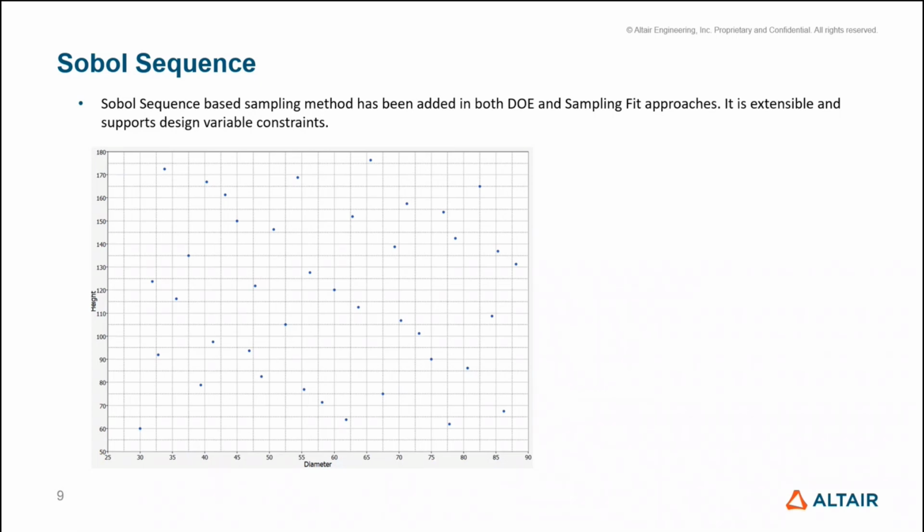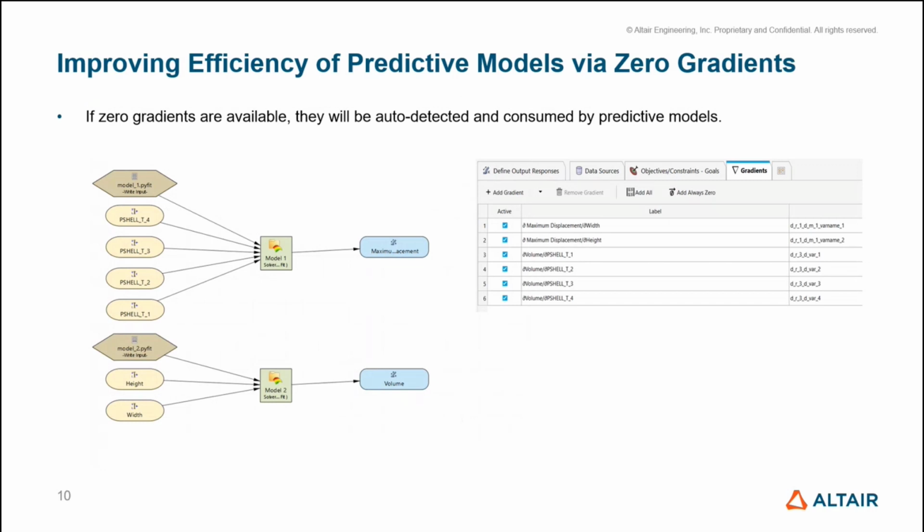It really shines in correlation performance and corner coverage. Like in certain areas, it might be really useful to use Sobol. And it's extensible and it supports DV constraints. The second one is related to predictive models and their efficiencies.